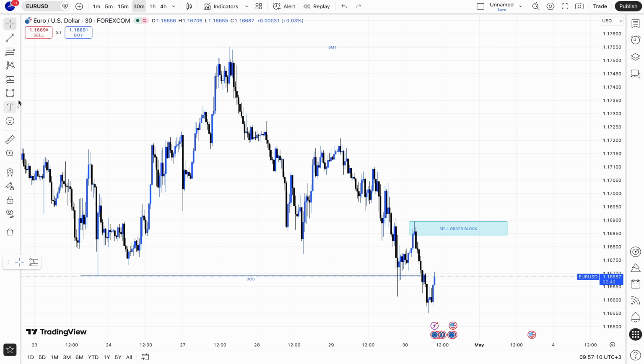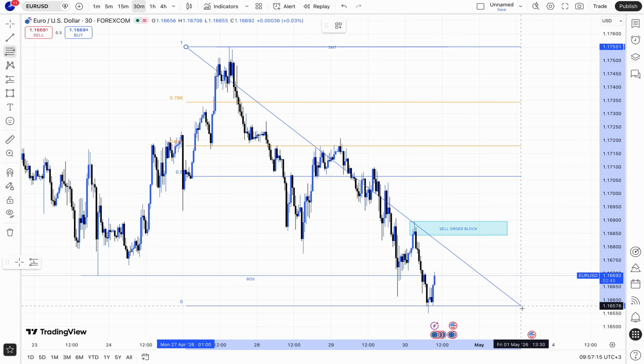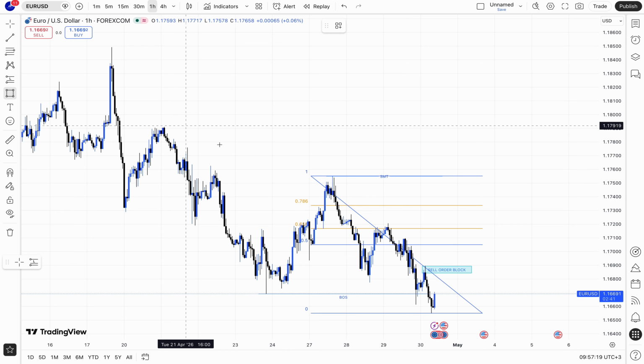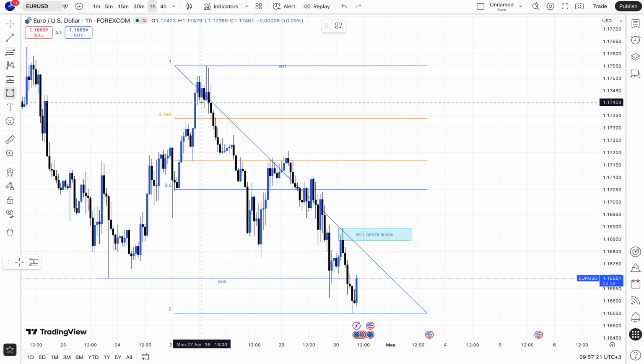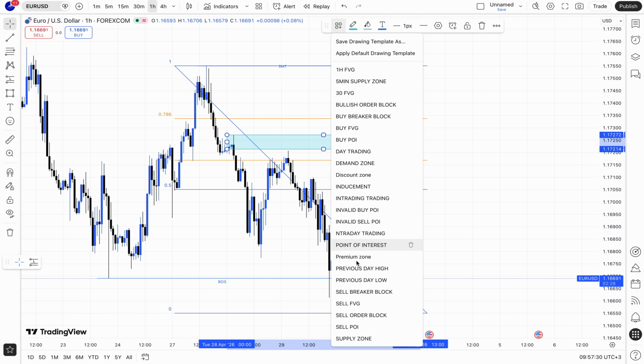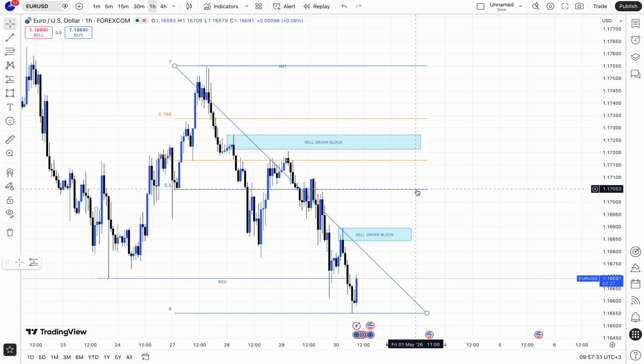And what's our plan from here? You can still understand that the price is not yet back to our premium zone. The premium zone is around here. And we have plenty of order blocks. We have this one here. We have also this one here. Sell order block. Then we have this order block also.